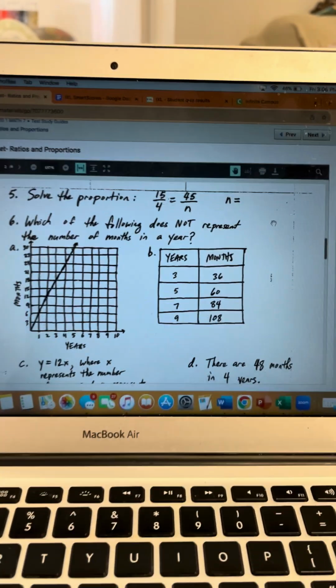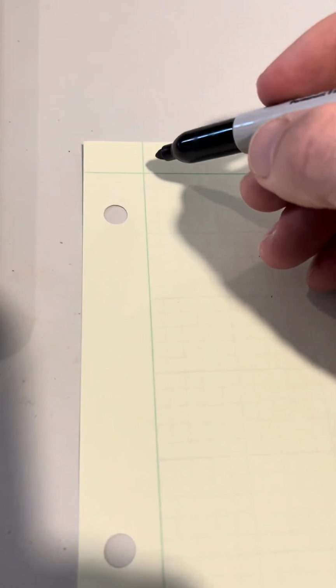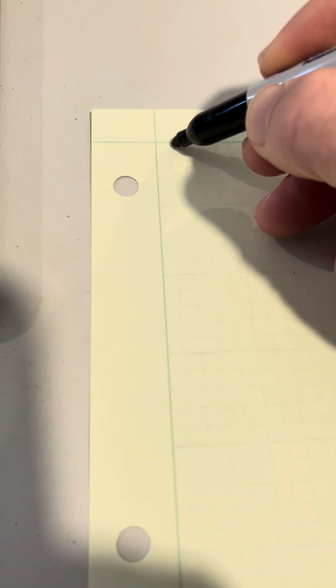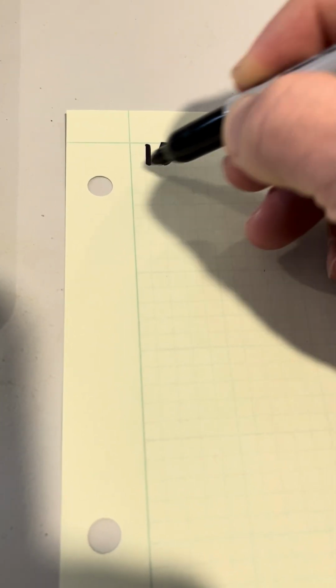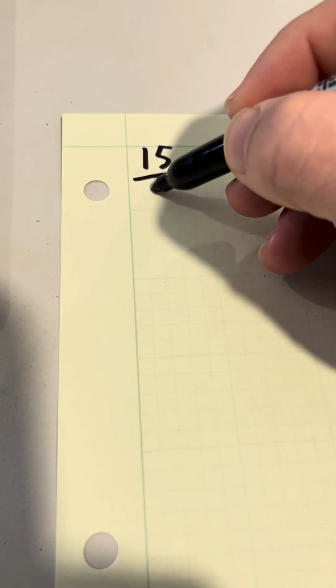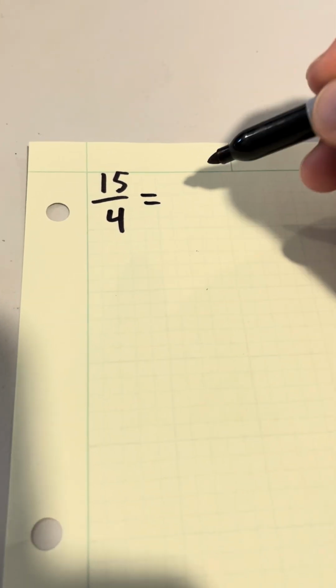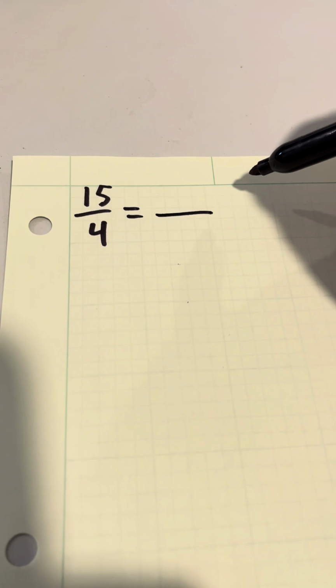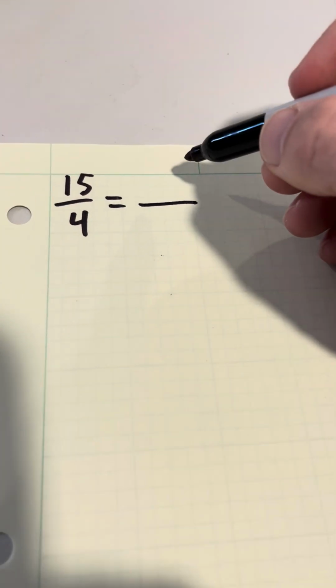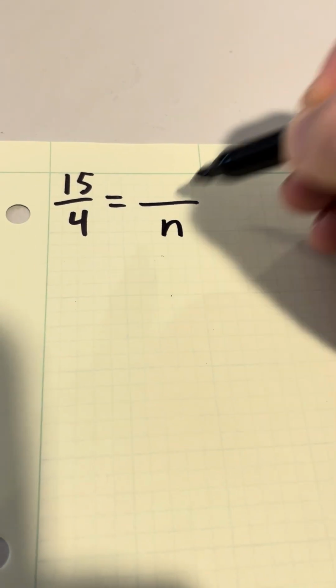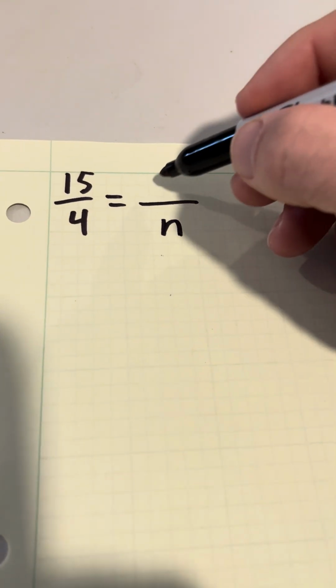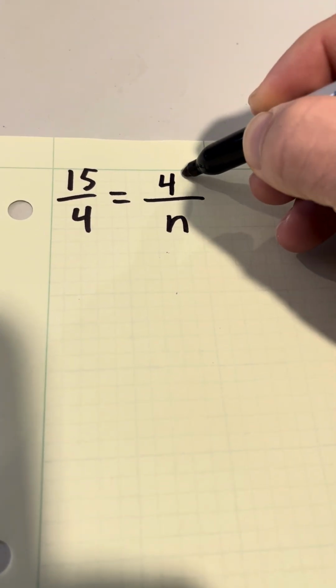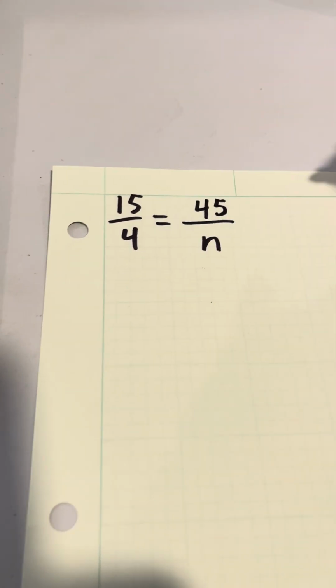All right, here we go. Part 2. Number 5, solve the proportion. So the proportion is, we have our first ratio, 15/4. And remember, a proportion is two ratios that are equivalent. Here's our missing value that we're trying to figure out. All right, so here's our proportion.